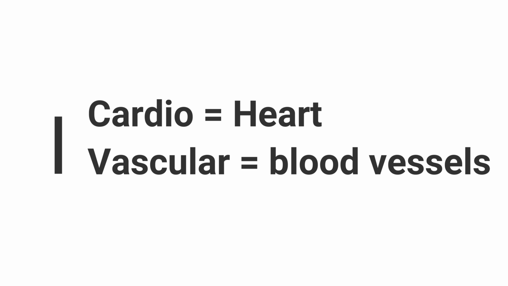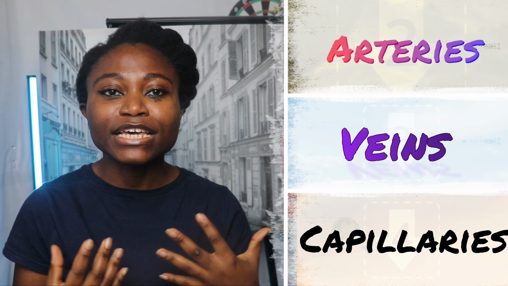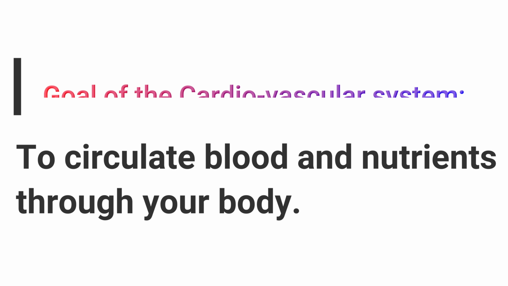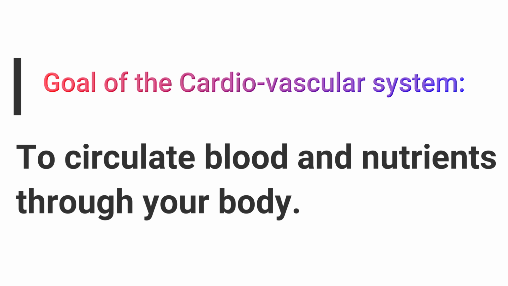The cardiovascular system, so cardio meaning heart and vascular meaning blood vessels, is made up of the heart and the blood vessels. And the blood vessels include the arteries, the veins, and the capillaries. The goal and the job of the cardiovascular system is to circulate blood through your body, and blood brings oxygen and nutrients to your body tissues.